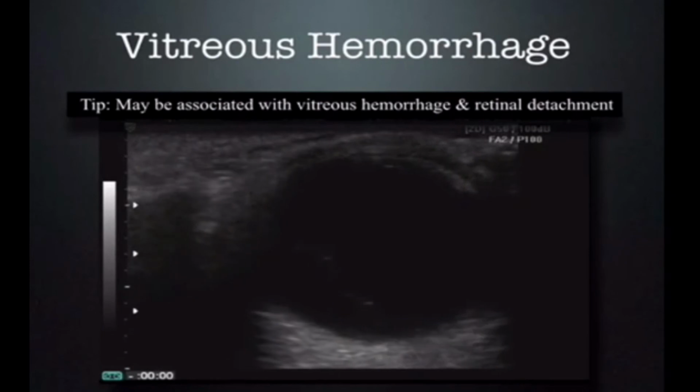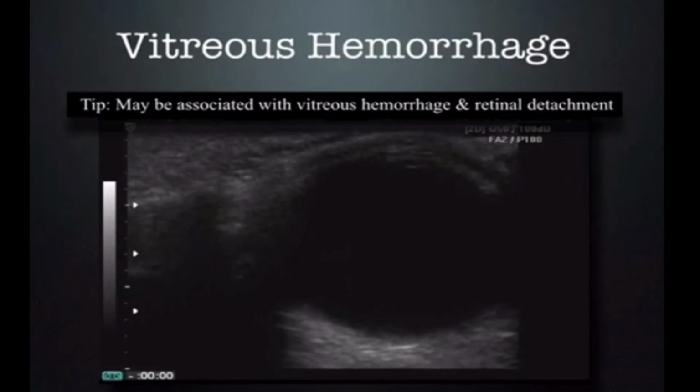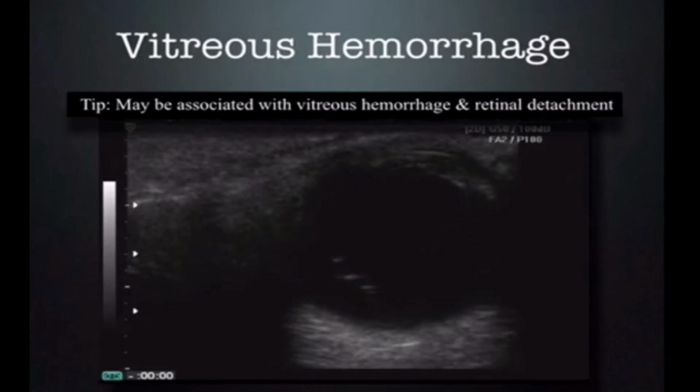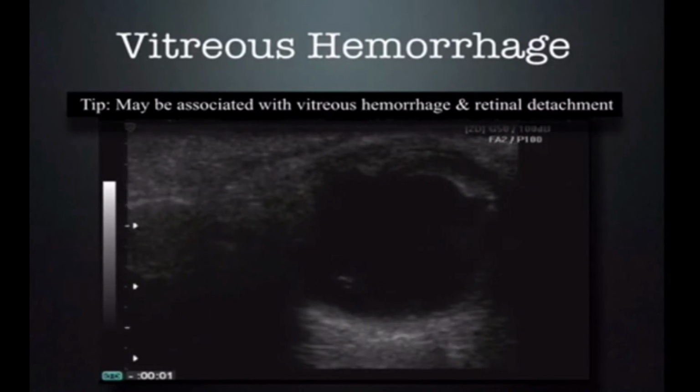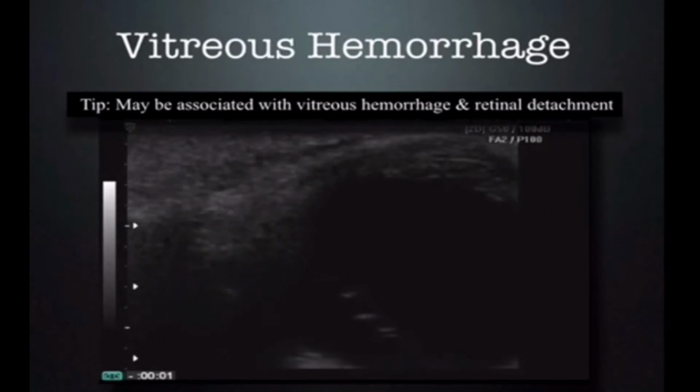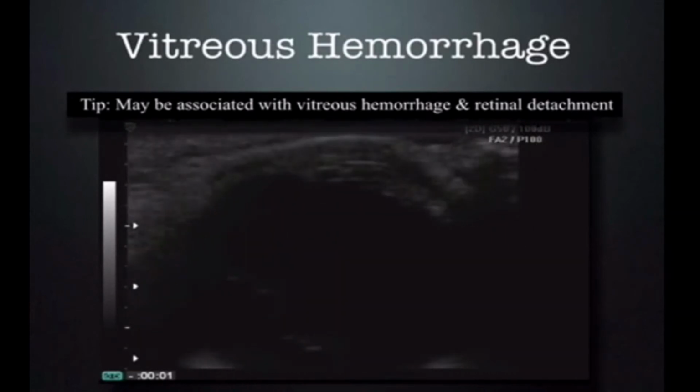Here we have a very thin, not so hyperechoic line. It does not follow an anatomic plane. It is going across the optic nerve. There is probably vitreous hemorrhage here. We would have to turn up the gain to see that.